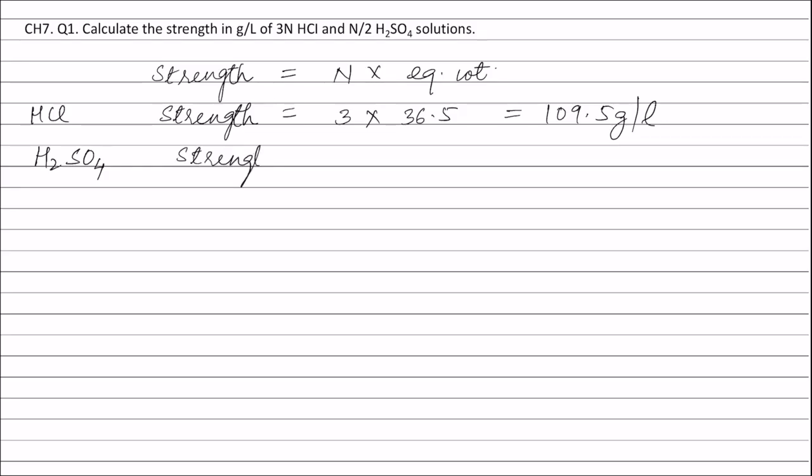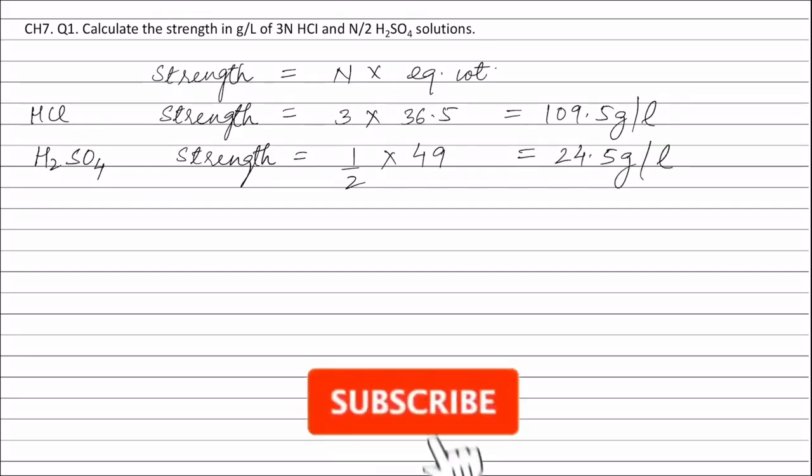Similarly, for H2SO4, strength of solution is equal to normality of H2SO4, that is 1/2, into equivalent weight of H2SO4, that is 49, and this is equal to 24.5 grams per liter.